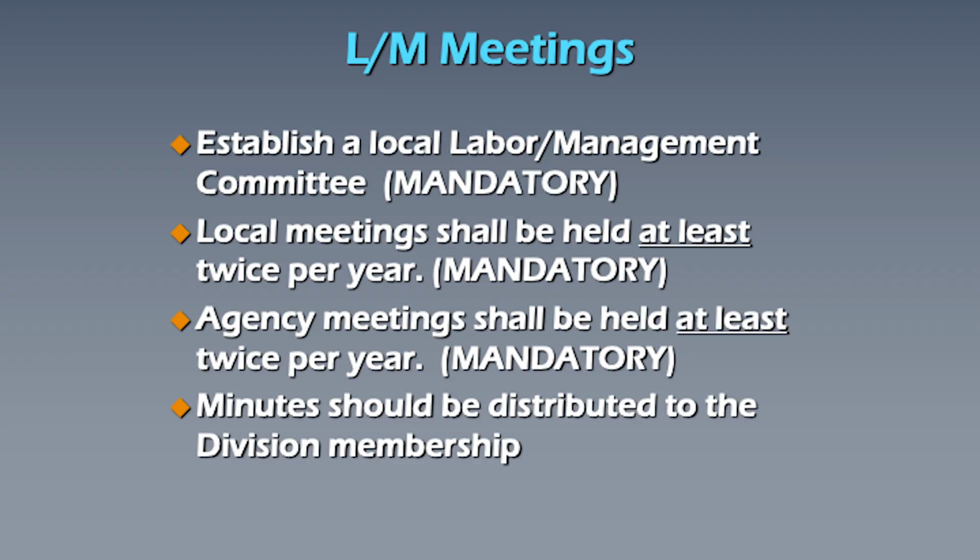One of the other mandatory division standards is that you want to have a local labor management committee if you don't already have one. Most of you do. Local meetings should be held at least twice per year, and agency meetings twice per year, and the minutes should be distributed to your membership.